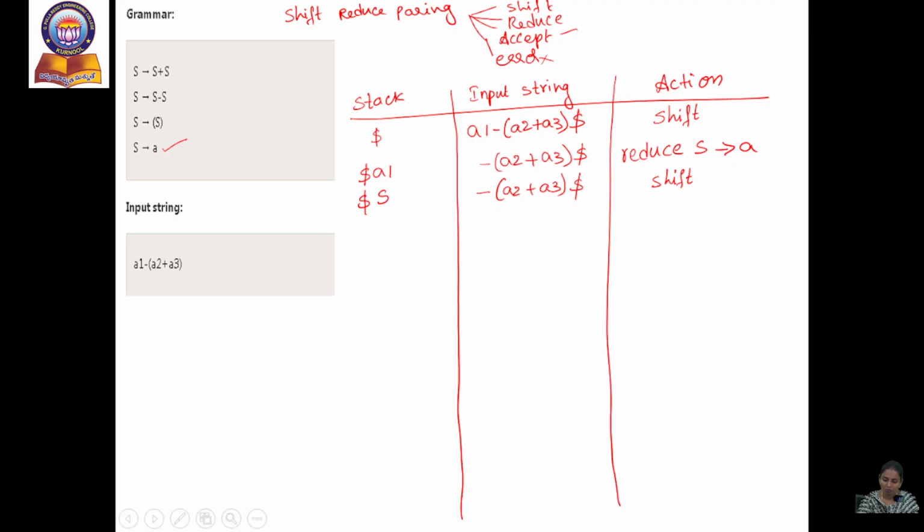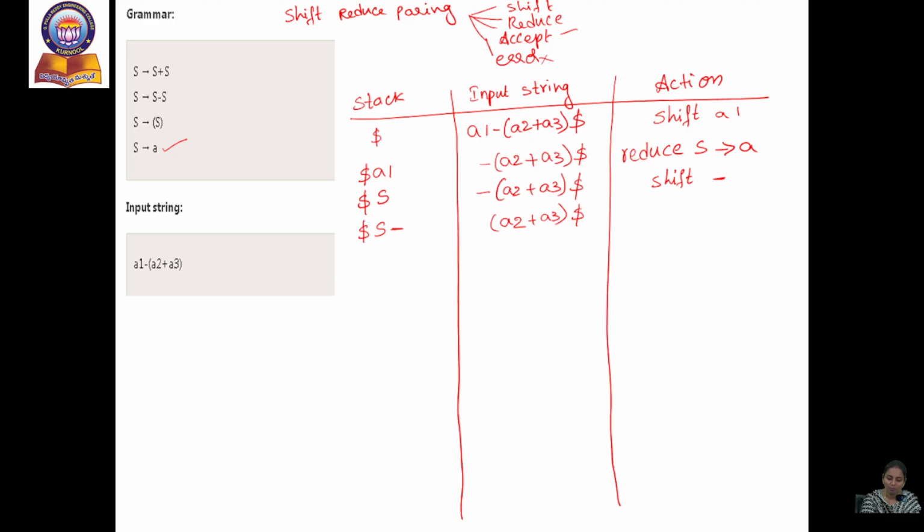so I can do the shift. What am I going to shift? What is available at the leftmost side of the input string, that is the minus. For understanding purposes, I am writing which symbol is shifted onto the top of the stack. So now dollar will be there, S is as usual like that, and now what we have shifted? Minus is shifted. And what is available in the input string? Only A2 plus A3 and the dollar.